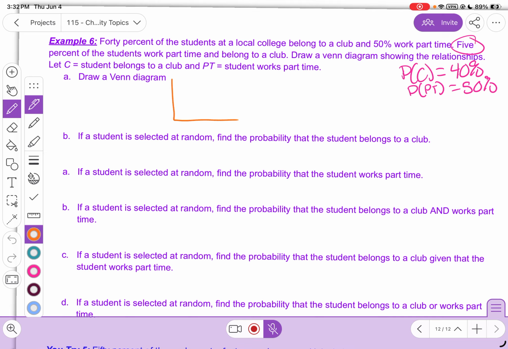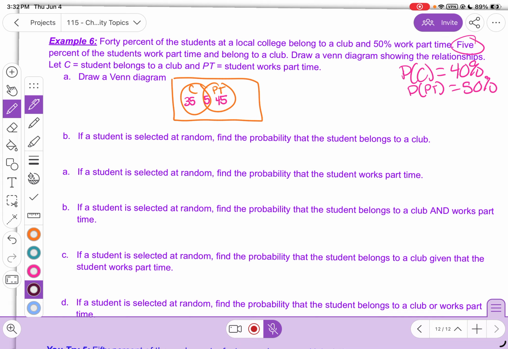So Venn diagram, club, part-time. 5% is both. Now for the club, that whole circle has to add up to 40%. So if I already have 5, then 35 has to go out here because the whole circle has to add up to 40. Same thing for part-time. If the whole part-time circle has to add up to 50, and I already have 5, then this would be 45. Because the whole circle adds up to 50.